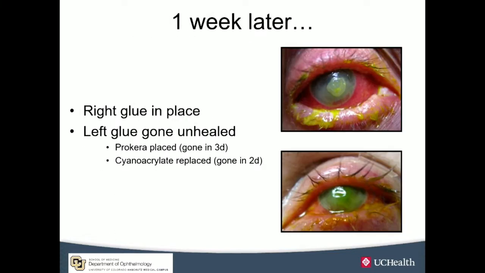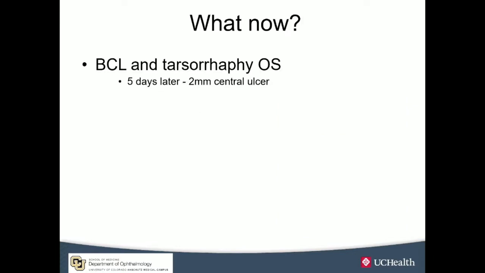So a week after we put the glue on, the right glue patch stayed in place. The left glue was gone, but she hadn't healed yet. So we put a Prokera on, which quickly dissolved. Then we put cyanoacrylate glue back on, and it came off after another couple days in the left eye. So I was trying to figure out what to do at that point with the left eye. I ended up putting just a bandage contact lens on and did a tarsorrhaphy, and we watched her for 5 days. And the central ulcer was getting thinner and thinner, getting close to perforating.